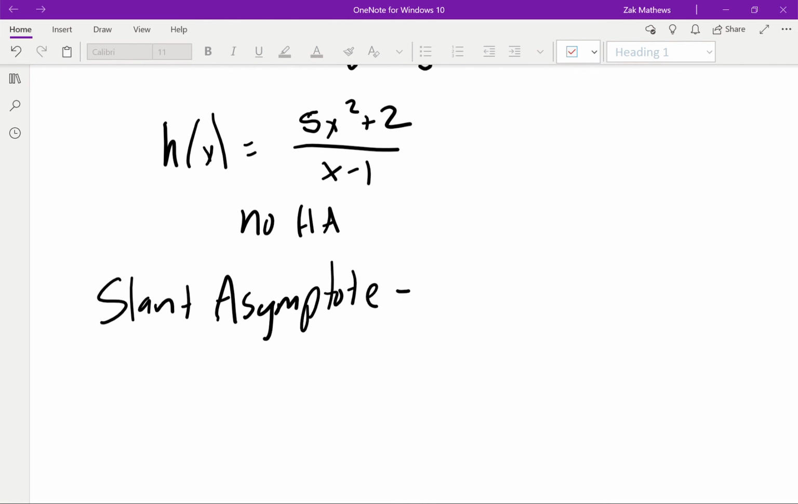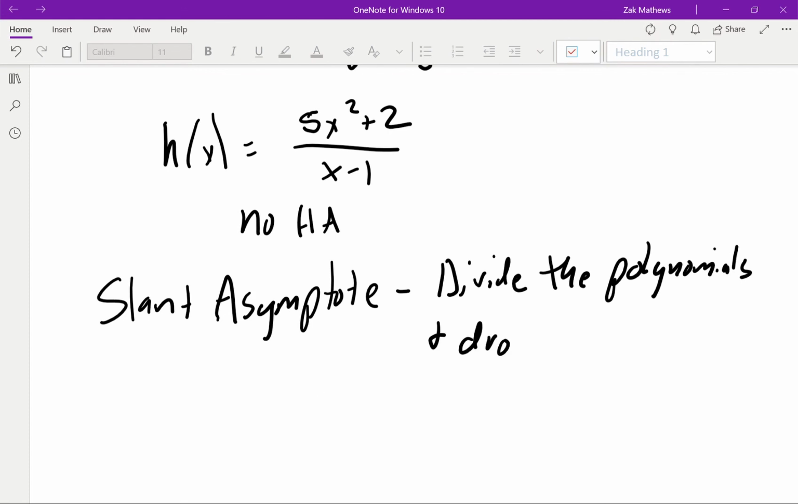To find the slant asymptote, divide the polynomials and drop the remainder.